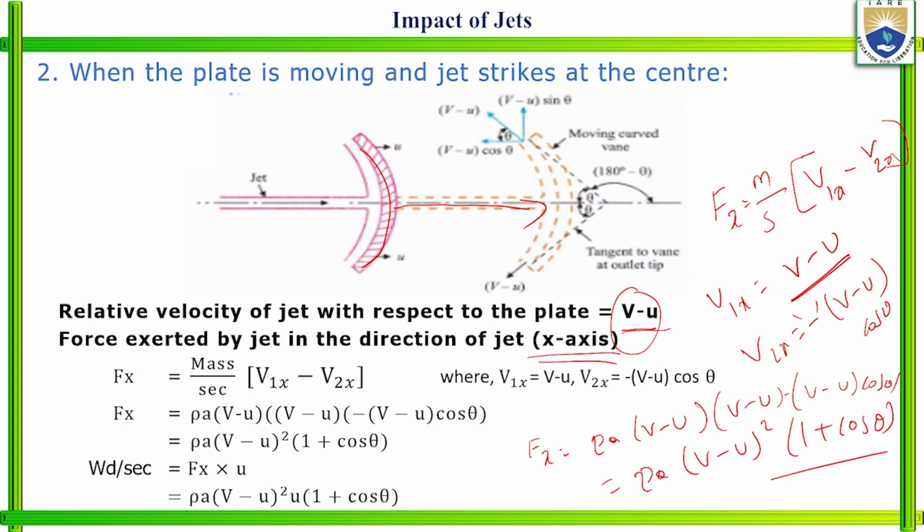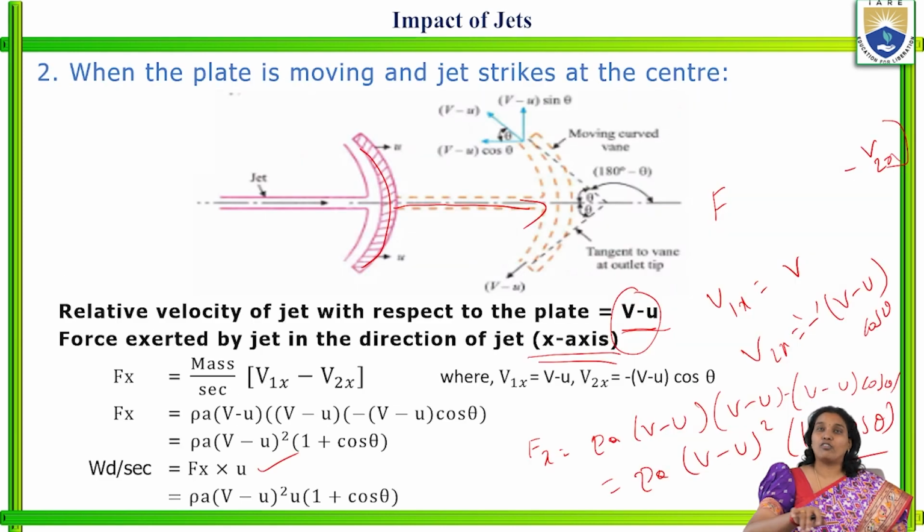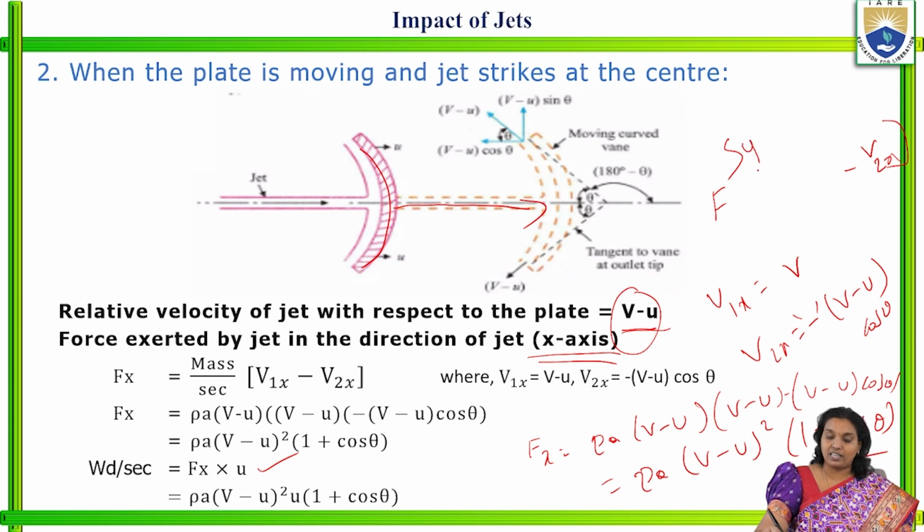In this, work done per second is equal to F of x times u. This is what we consider whether the plate is moving or stationary, whenever the plate is a curved plate. Up to now we have understood the symmetric condition, where the curved plate is symmetric.